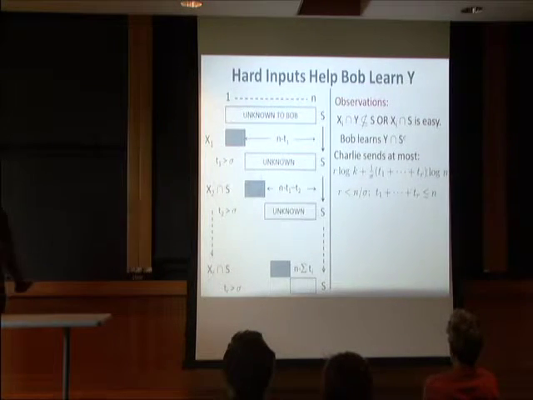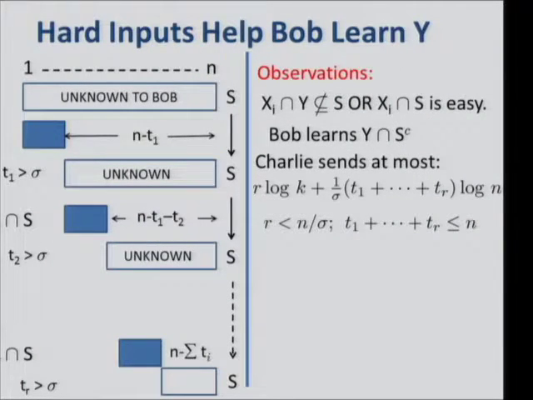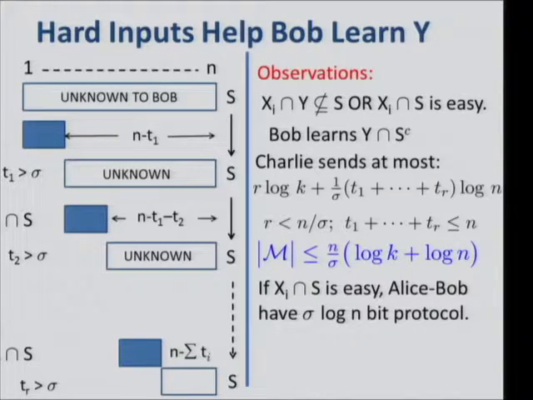And R cannot be very large, because in each round you are cutting off sigma chunks of uncertainty, and n is the size of the universe, so R is at most n over sigma. And of course, these things are disjoint, t1, t2, and so on, so the summation of that is the whole universe at most. So that's at most n, obvious things. Charlie's just plugging this in. What do you get? Charlie's information content, number of bits, is at most n over sigma times log of k plus log of n. And so now Charlie's job is done.